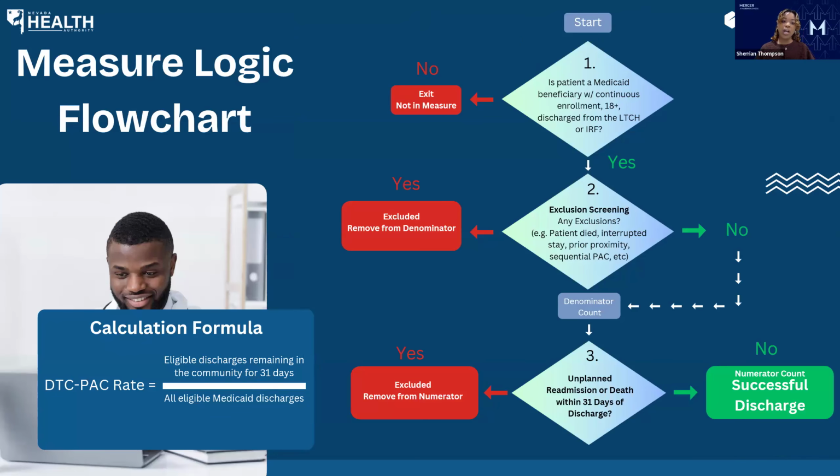Okay, so this flow chart shows how a patient moves from your facility to the final report. The key decision gate happens after the discharge. So this is where we decide whether this was a success or not. If the patient survives the 31 days without an unplanned hospital stay, you've secured a win for your facility score. Next slide.